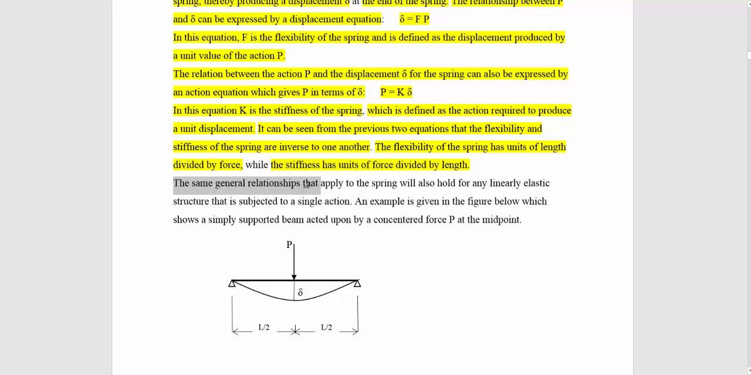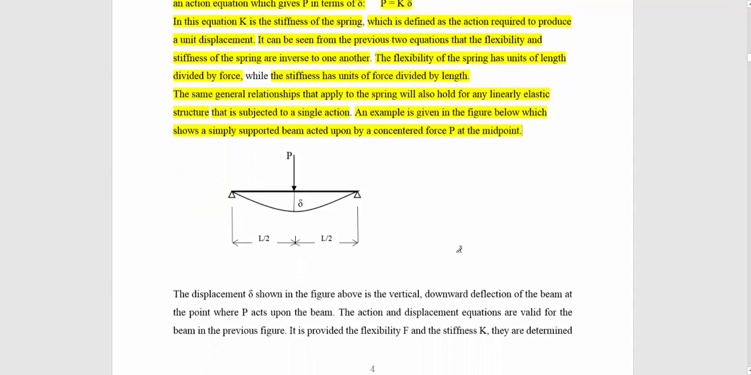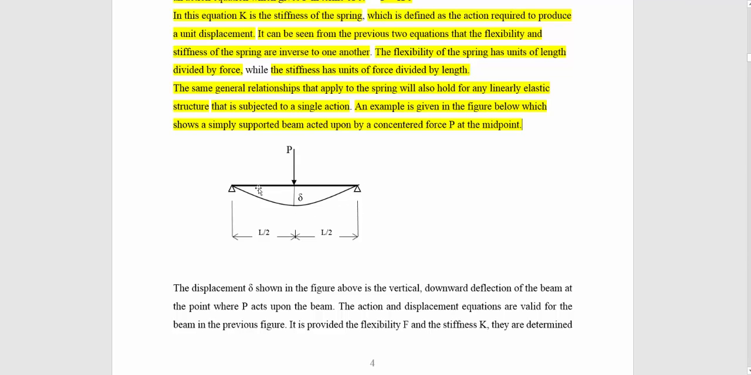The same general relationship that applies to the spring will also hold for any linear elastic structure that is subjected to a single action. An example is given in the figure below, which shows a simply supported beam acted upon by a concentrated force P at the midpoint. So as in this graph, we have a simply supported beam of length L, and the action force in the middle of this beam. The produced deformation is delta.